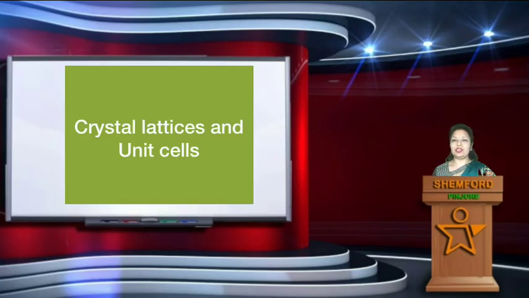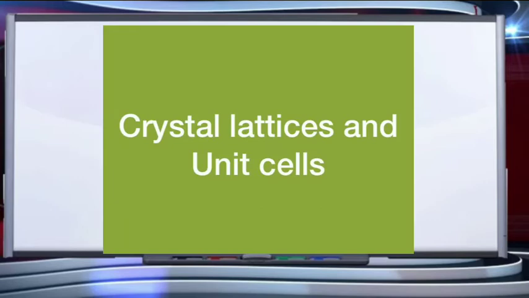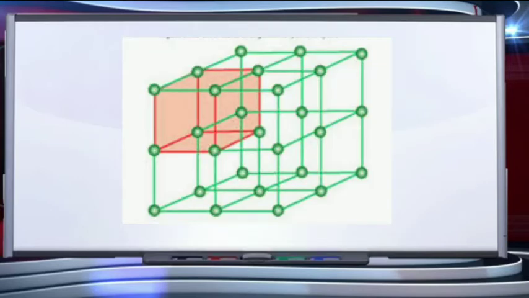Today we will begin with the topic crystal lattices and unit cells. It is a 3D arrangement of particles in a crystal as shown in the slide, in which each particle is depicted as a point, also called lattice point or lattice site. This particle may be an atom, molecule, or an ion. These lattice points are joined by straight lines to bring out the geometry of the lattice.